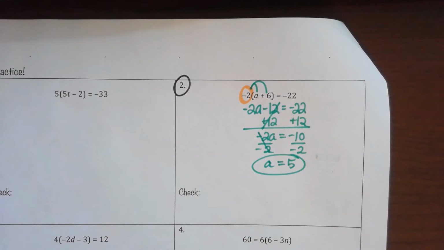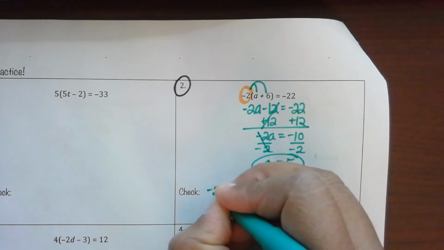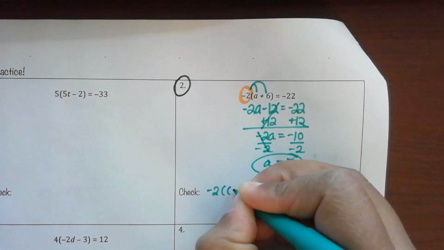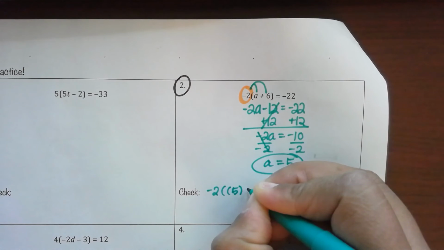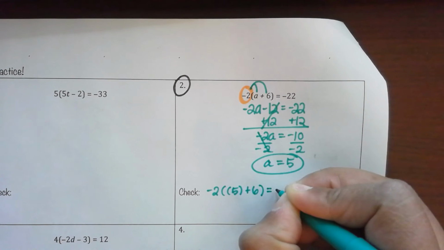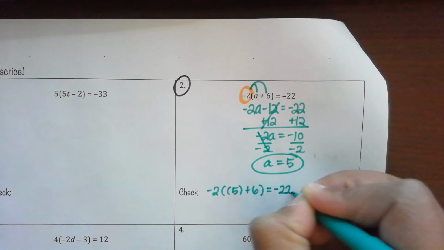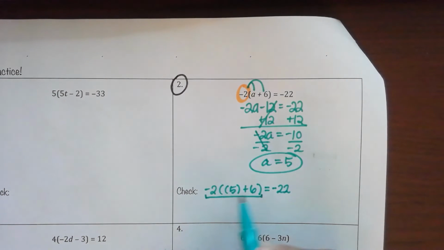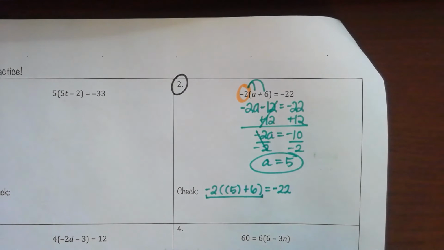How do I check this? -2, parentheses, 5 in there, plus 6, close parentheses, equals -22. So I'm just typing this piece in, correct? Yes. If you have not typed this in, please type that in now, that way you're getting practice. A lot of people struggle with this. If you had typed this in, you would have seen that your answer was incorrect. That's what the check portion is for, to prove your answer is correct or incorrect.